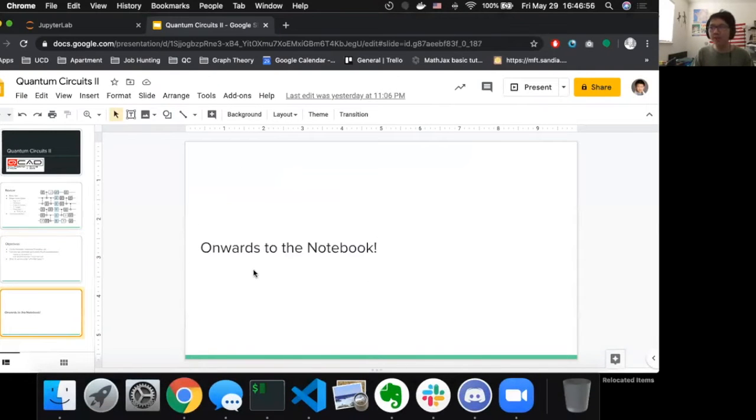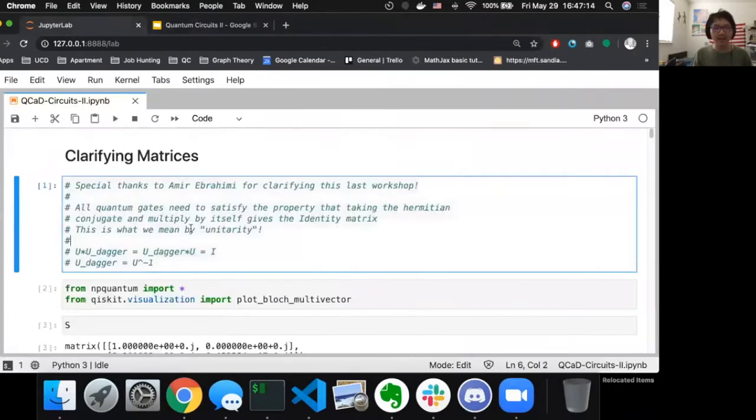So we're going onwards to the Jupyter notebook that has all the examples that I have. Once again, if there are any points of concern, corrections, or questions, please feel free to unmute yourself, and I will be more than happy to answer your questions. Special thanks to Amir for clarifying this.